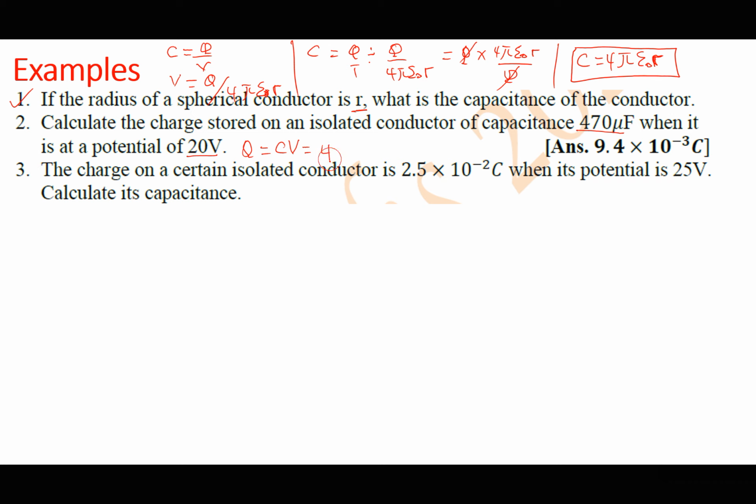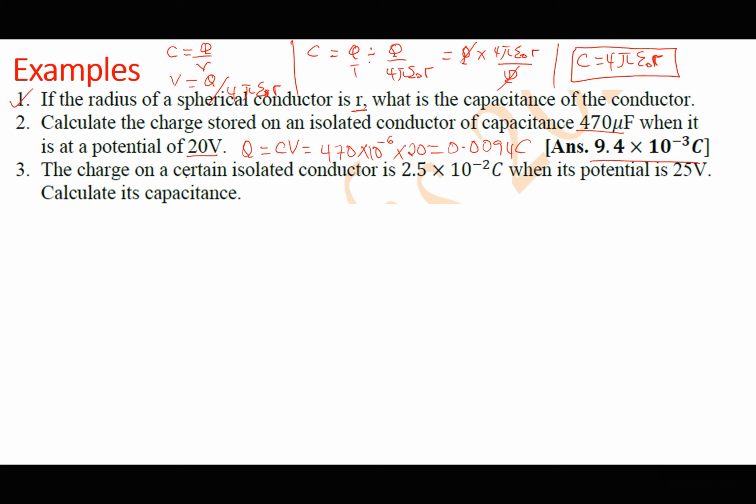C is 470. Micro is 10 to the power of minus 6. Then times the potential, which is 20 volts. So I'll just press my calculator and verify if the answer is correct. So 470 exponent minus 6 times 20. So the charge is 0.0094 coulombs. So that is the charge, which means this answer is correct.